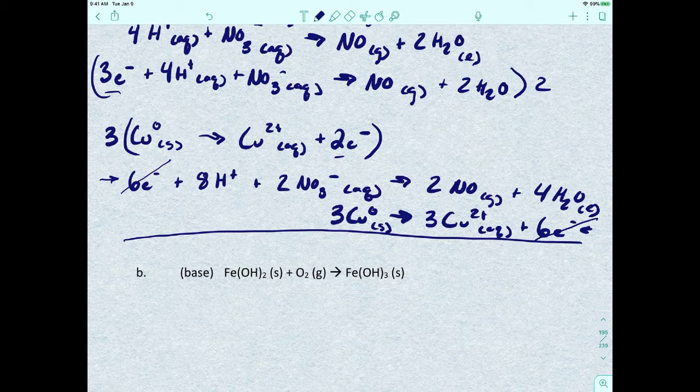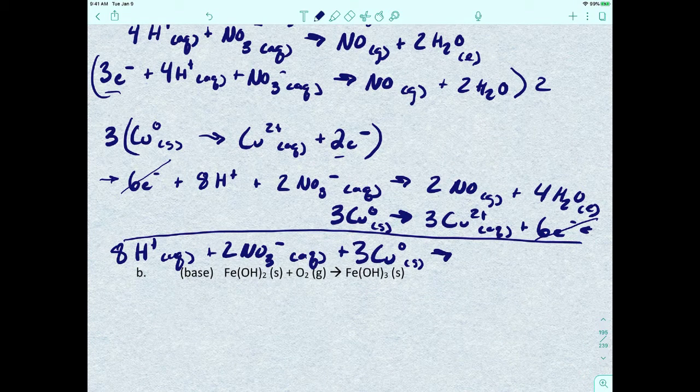So adding up the two equations, you're going to get this: 8H plus plus 2 NO3 minus plus 3 copper elemental yields 2 NO gaseous plus 4 waters plus 3 copper 2 plus. And there's your balanced redox reaction for the acidic solution.